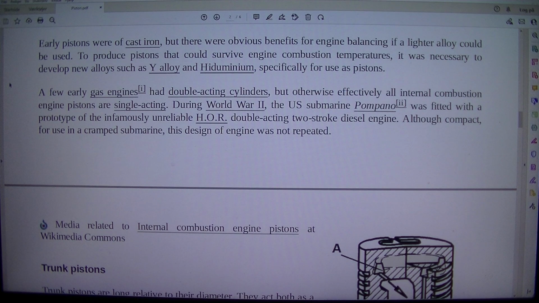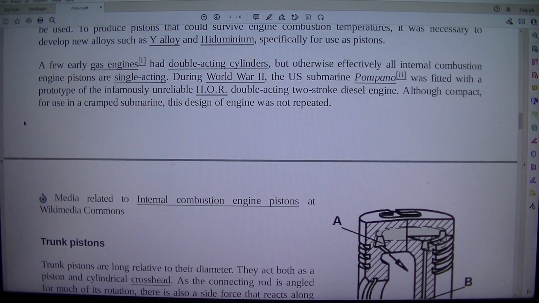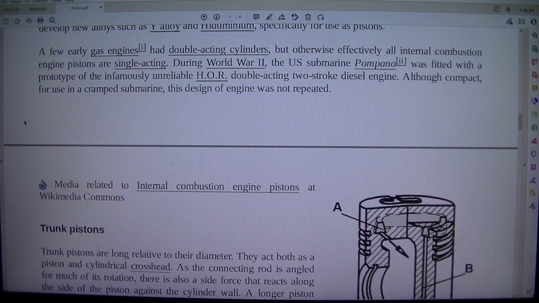Early pistons were of cast iron, but there were obvious benefits for engine balancing if a lighter alloy could be used. To produce pistons that could survive engine combustion temperatures, it was necessary to develop new alloys such as Y-alloy and Hiduminium, specifically for use as pistons. A few early gas engines had double-acting cylinders, but otherwise effectively all internal combustion engine pistons are single-acting.